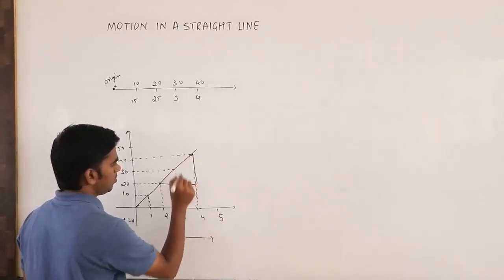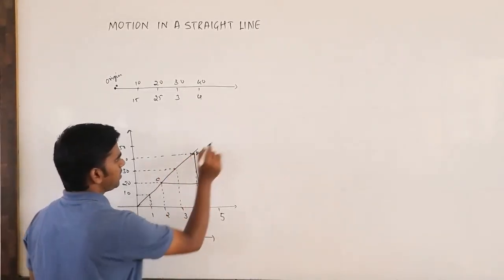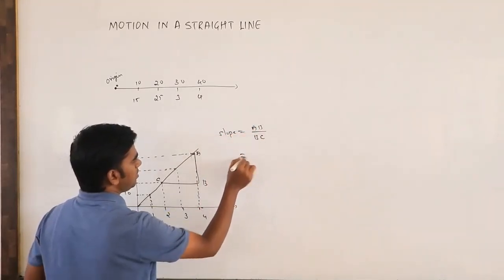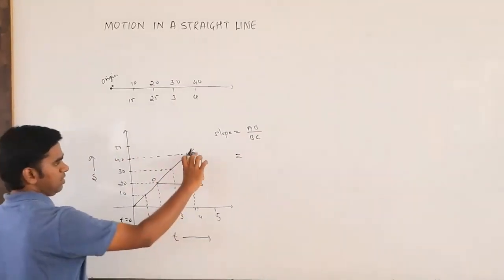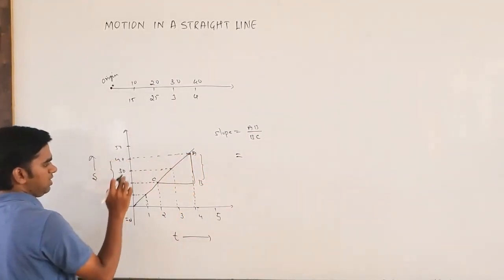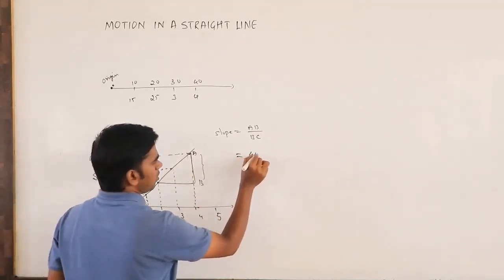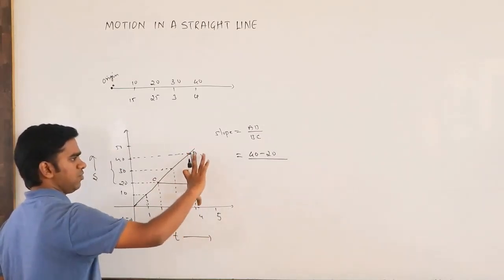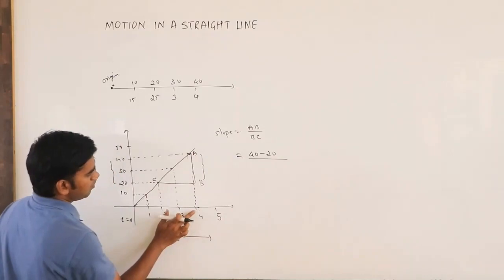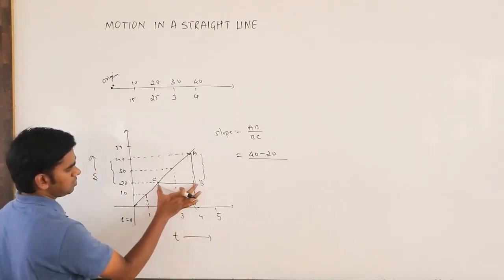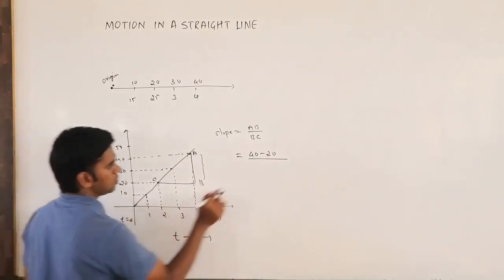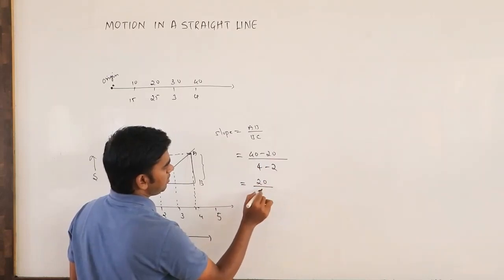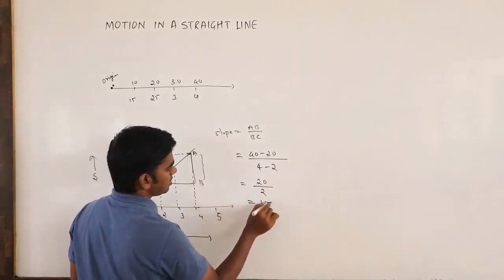So this is the slope, A, B, C. Slope is equal to AB divided by BC. What is AB? AB is 40 minus 20. From here to here it is 40, here to here it is 20. So 40 minus 20 divided by time, 4 minus 2, this is BC. So 40 minus 20 is 20, 4 minus 2 is 2, so we will get 10.